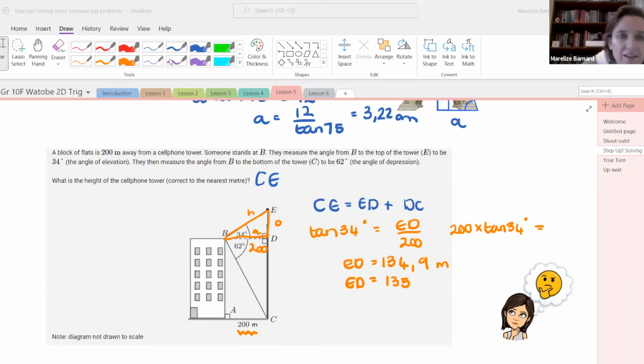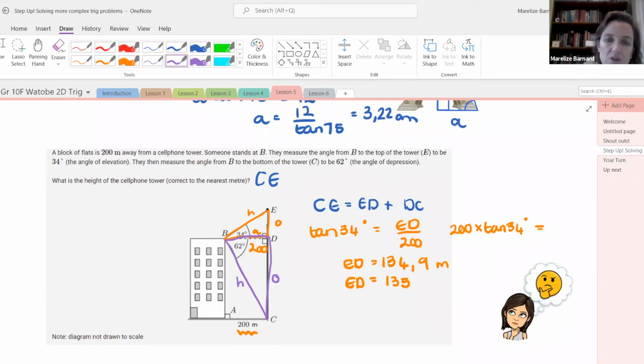Okay. So I'm just going to change color. And now we are going to work in triangle BDC. So in triangle BDC, for those of you who are new and have not been here for the last few lessons, what we always do first is label our sides. So for the 62, we are now working in the purple triangle. DC will be opposite. This is across from the 90 degrees. BC is our hypotenuse. And then BD is going to be adjacent.